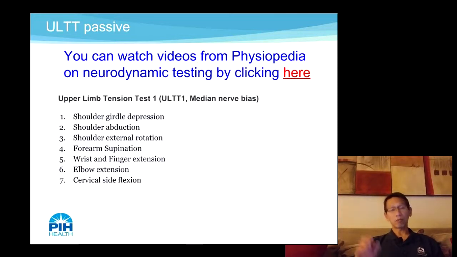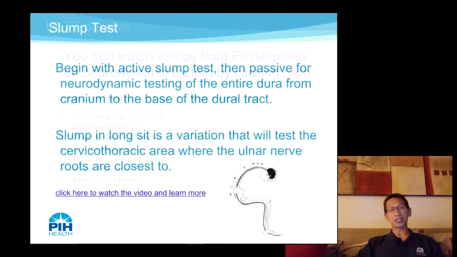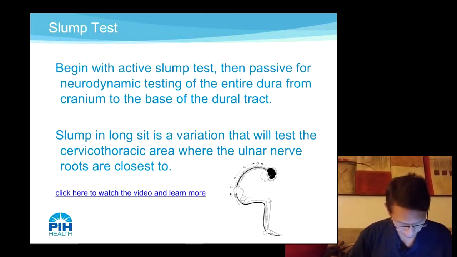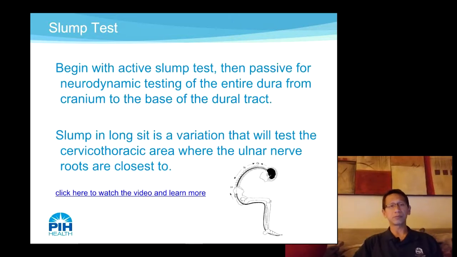Slump test, I begin, once again, just like the upper limb tension test, actively. So I have the patient go ahead and slump forward, and I ask them, hey, does looking down, looking up in a slump position, produce any of your symptoms? And if that doesn't, then I go ahead and include the lower extremities for plantar flexion versus dorsiflexion to see if there's anything that comes up in their symptoms around their neck or their shoulder with a straight leg raise test. So it's basically like a straight leg raise test, if you're familiar with that test, in a sitting position.